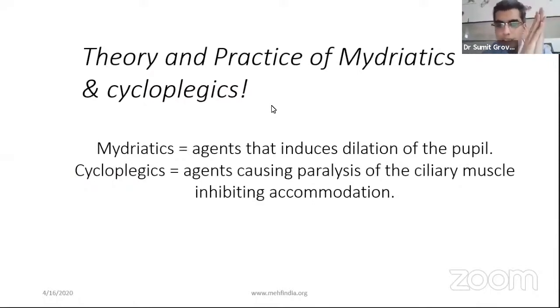So what are mydriatics? Mydriatics are the agents that induce dilatation of the pupil, while cycloplegics are the agents which cause paralysis of the ciliary muscle, inhibiting the accommodation. But in layman's terms, we call them dilators. Ki dilator put kar do patient mein, which causes the widening of the pupil. But we should understand that there is a fundamental difference between a mydriatic and a cycloplegic.